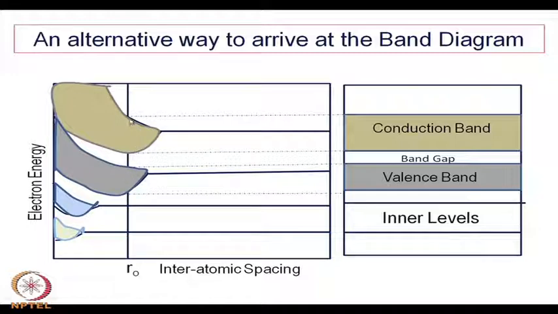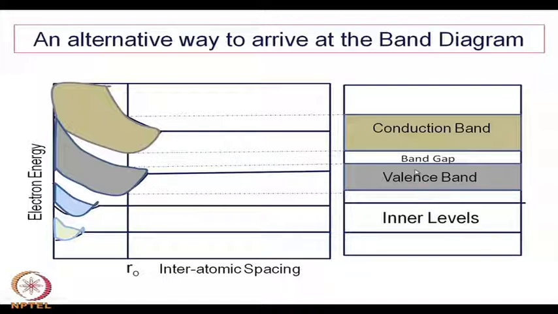The first level gets split up and degenerated, that forms the highest level, whereas the next one is this next inner level, and that also gets split up, and you have a band of energy here, whereas the inner cores, the inner levels, do not interact. Still, at the interatomic spacing or the equilibrium distance of separation, there is no interaction between them.